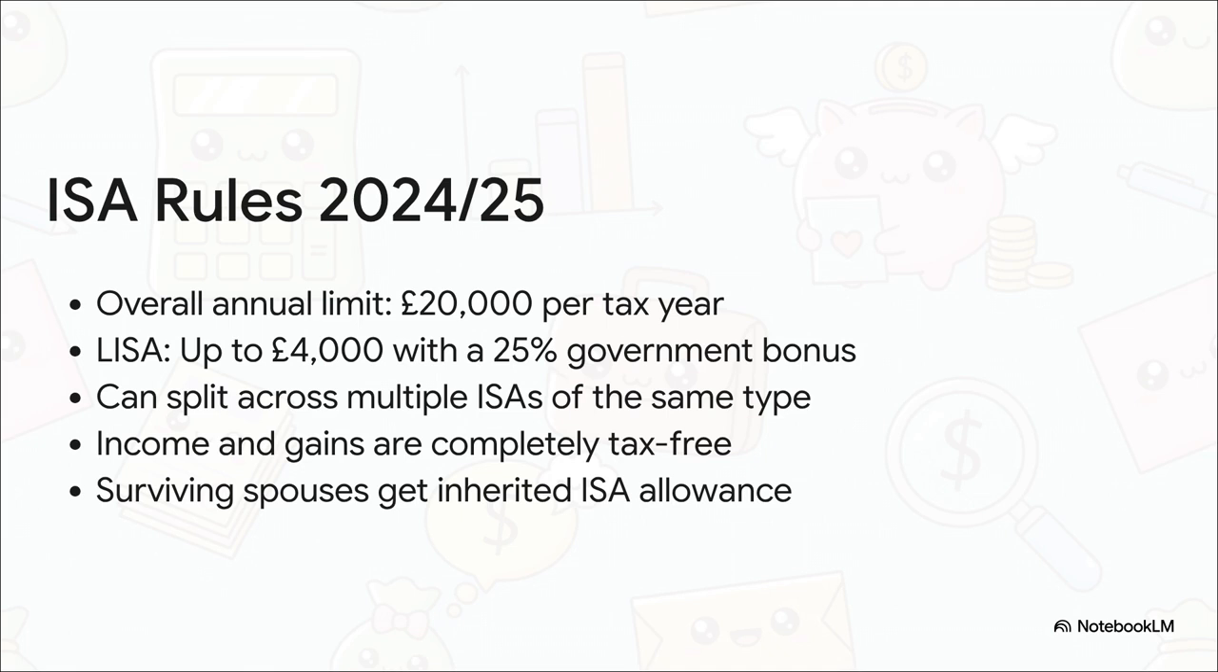Lots of flexibility there. Don't gloss over the lifetime ISA either, where up to £4,000 gets a sweet 25% government bonus. Naturally, all the income and gains inside these wrappers are totally tax-free. But also, keep in mind that surviving spouses get a really valuable inherited ISA allowance when their partner passes away.